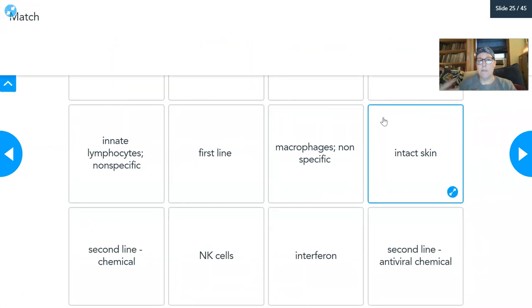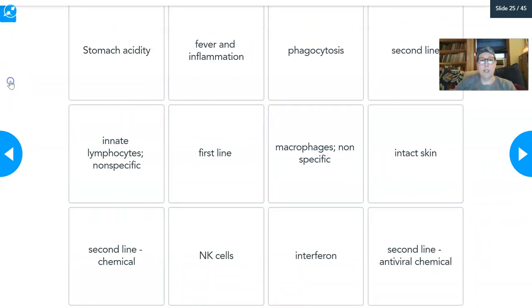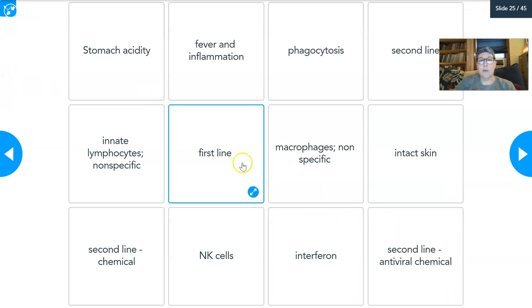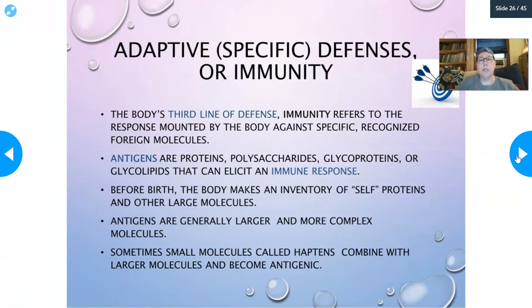So this is a matchup. Just match up these guys, whether they're first line, second line, third line. So in the second line, we have chemical. We have second line antiviral chemical, etc. So just match them up best you can. Again, when you click on them, if they turn green, you're good. If they're red, try something else.